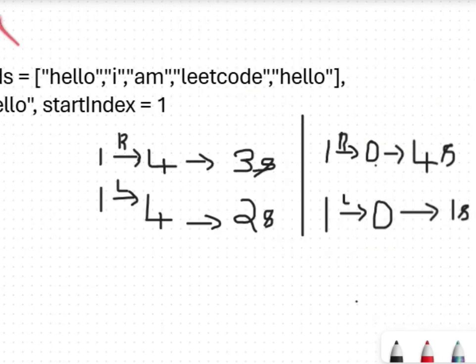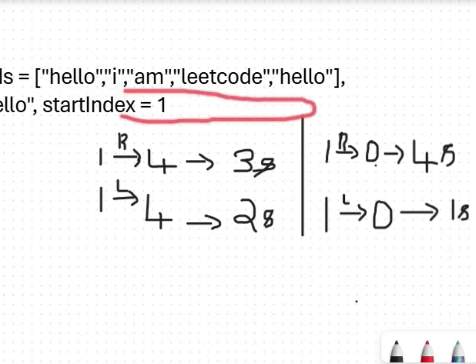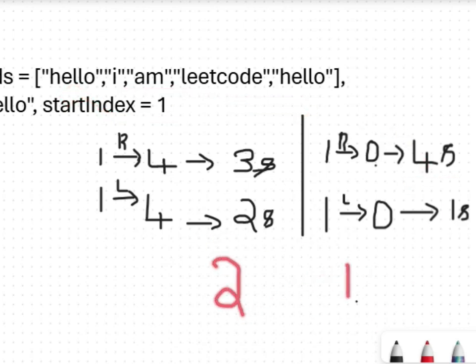Similarly, for the zeroth index. If we go this way, which is left, the normal path, the distance we need is 1. But if we go in the circular path like this, the total steps is 4. So here the candidates are 2 and 1, and we have to take the minimum out of these two.